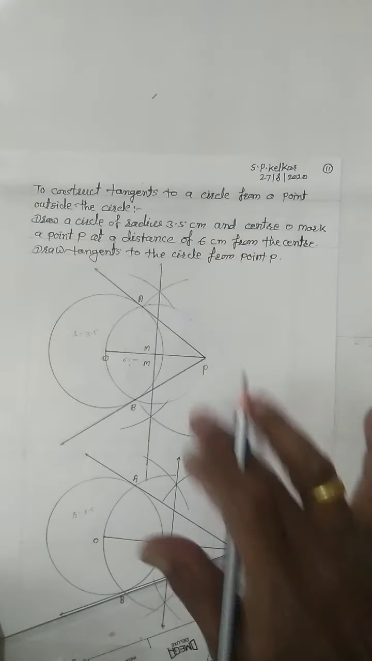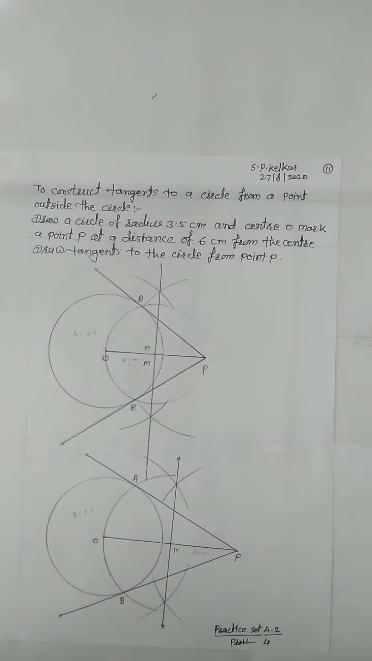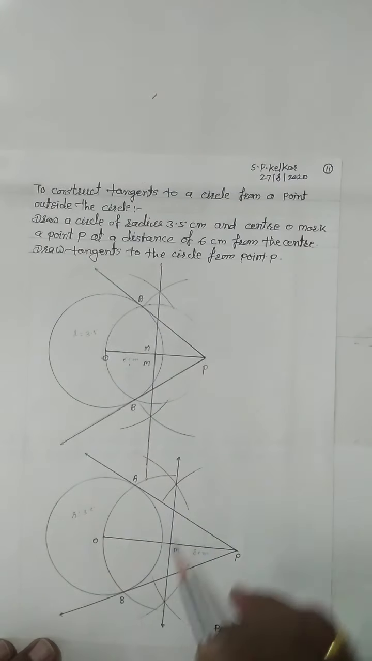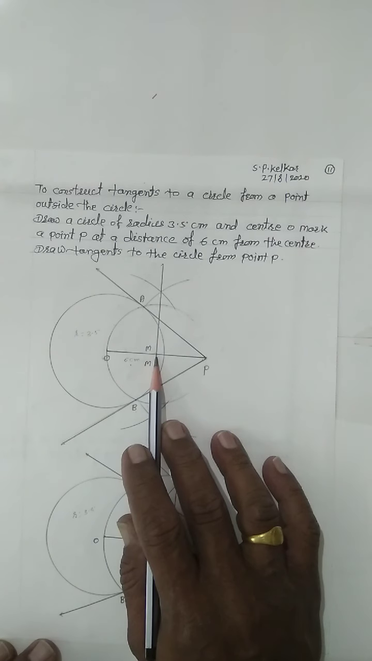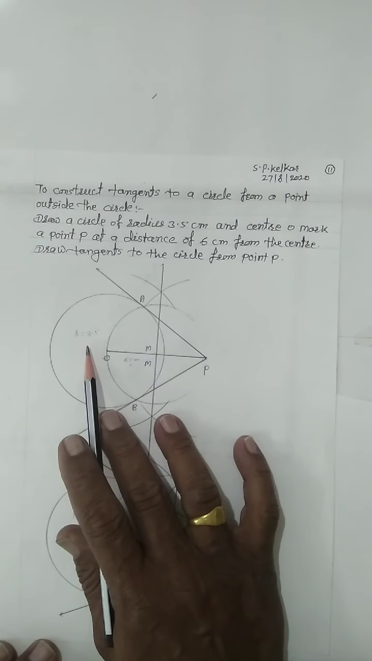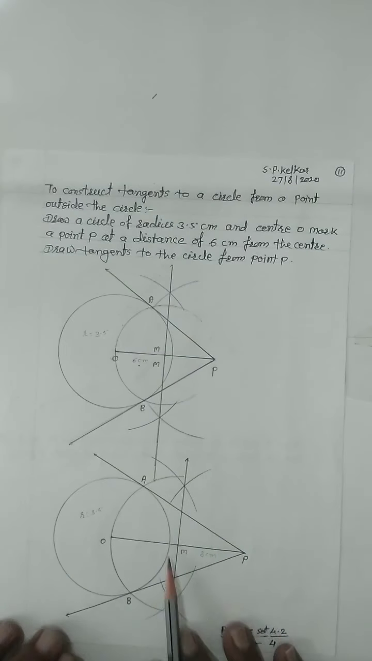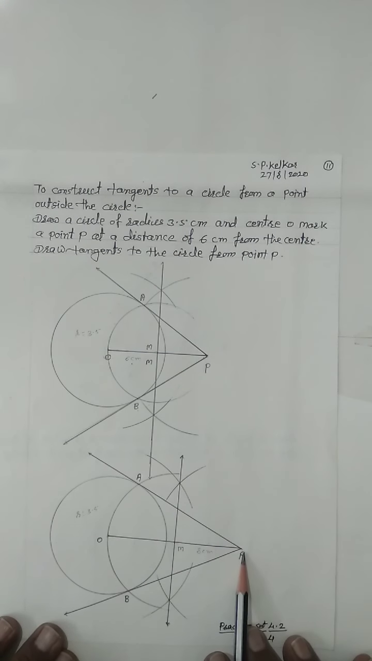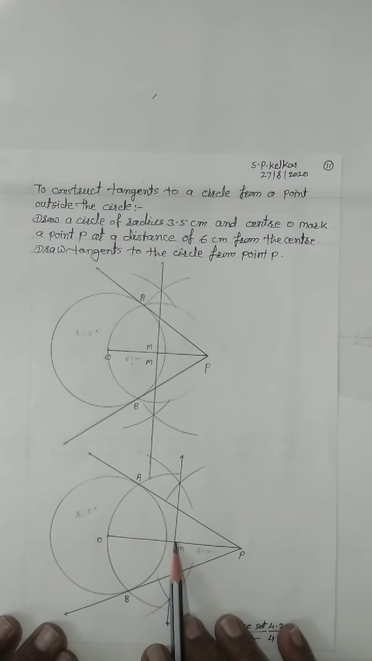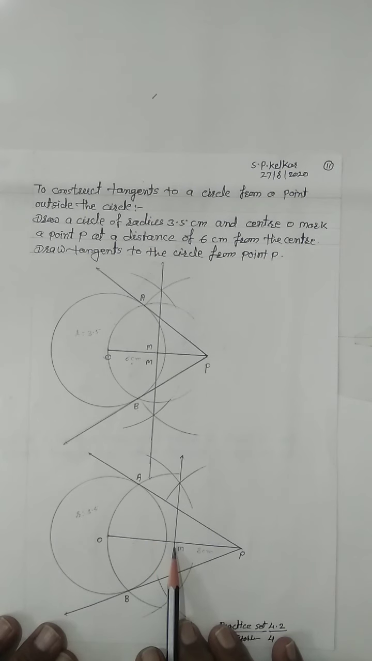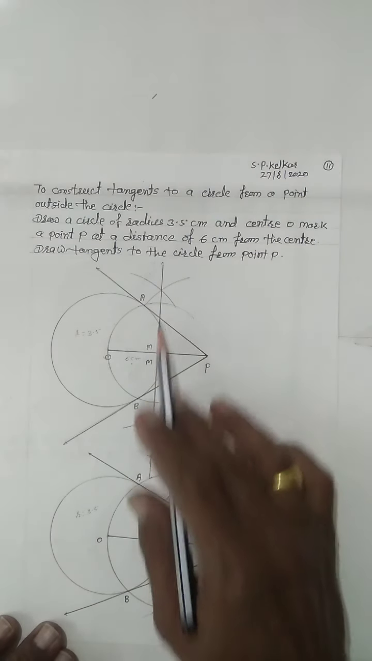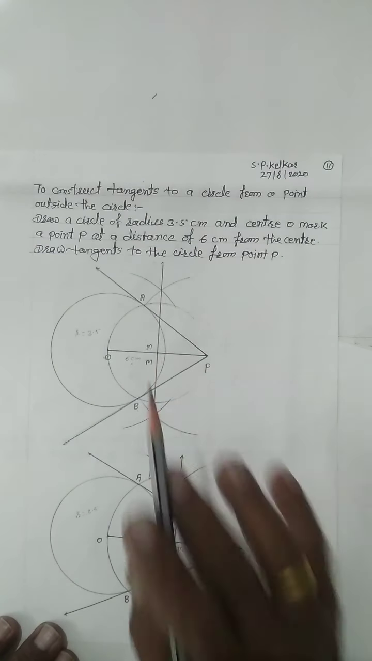Now in this construction, the length of OP is only changed. If the length of OP is 6 cm, the half of this OP is less than the radius of the circle. And in this construction, the length of OP is 8 cm and its half is more than the radius of the circle. So in the first construction the perpendicular bisector line is outside the circle, and in this construction this perpendicular bisector line is inside the circle.